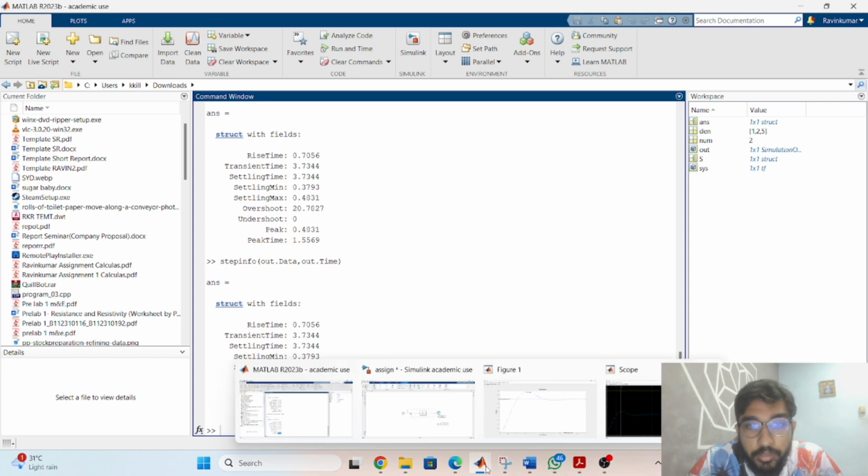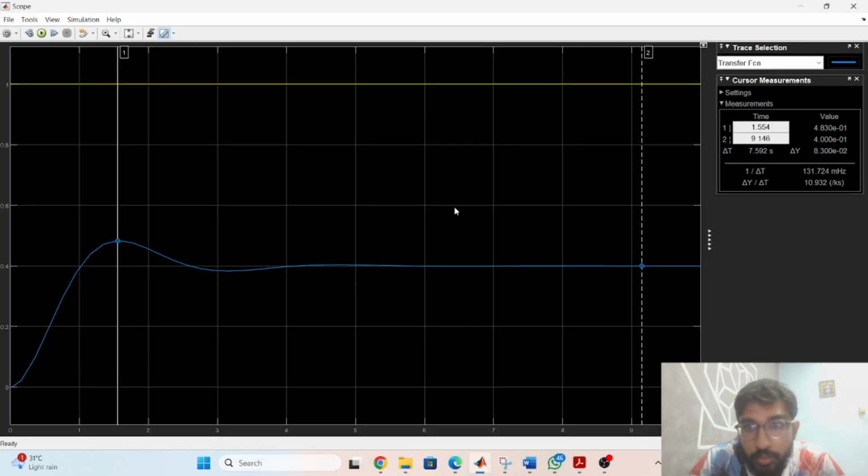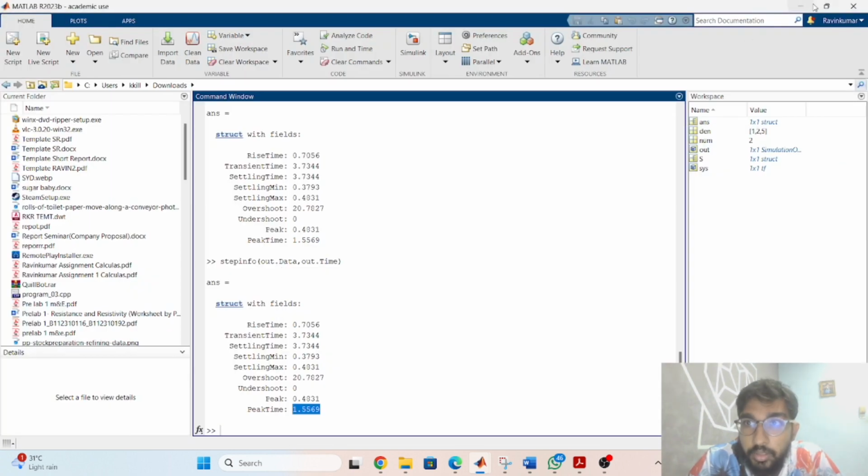So this is what I attached there, and then as per the calculation, so we already attached there. So later we will see the difference between calculation and measure. I think that's all from us from the Simulink. Thank you.